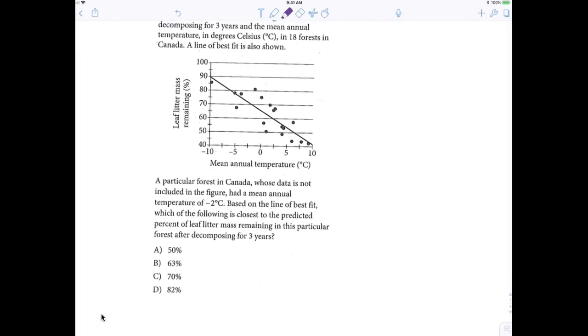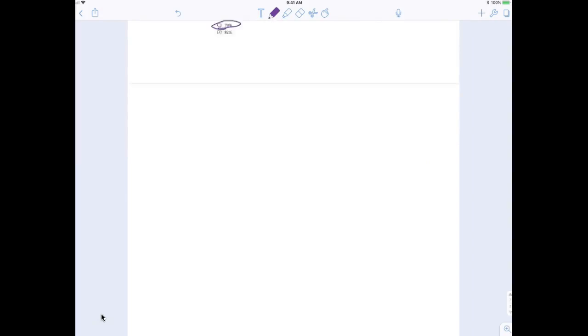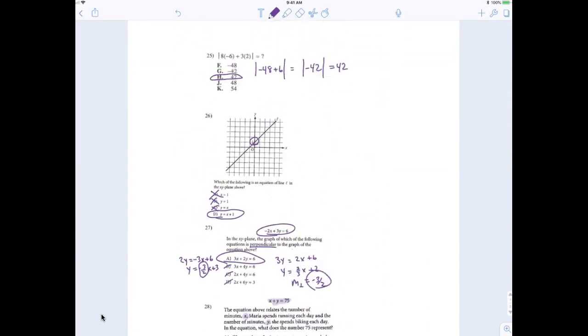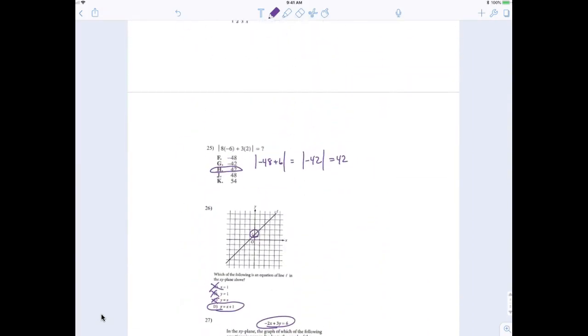And then 31, this is how they use the line of best fit, and they're asking you at negative 2 degrees. So we're going to go to negative 2 degrees, which would be somewhere right here, and if I go up to the line of best fit, that's why it's 70%. All right. Go back now and study.